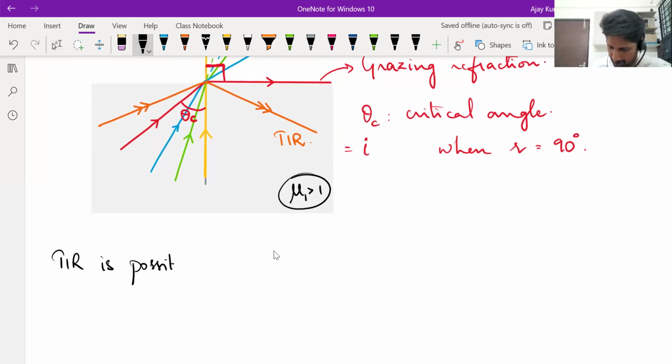Sir, 1 second. Can you scroll up? Okay, I'll just write it down.